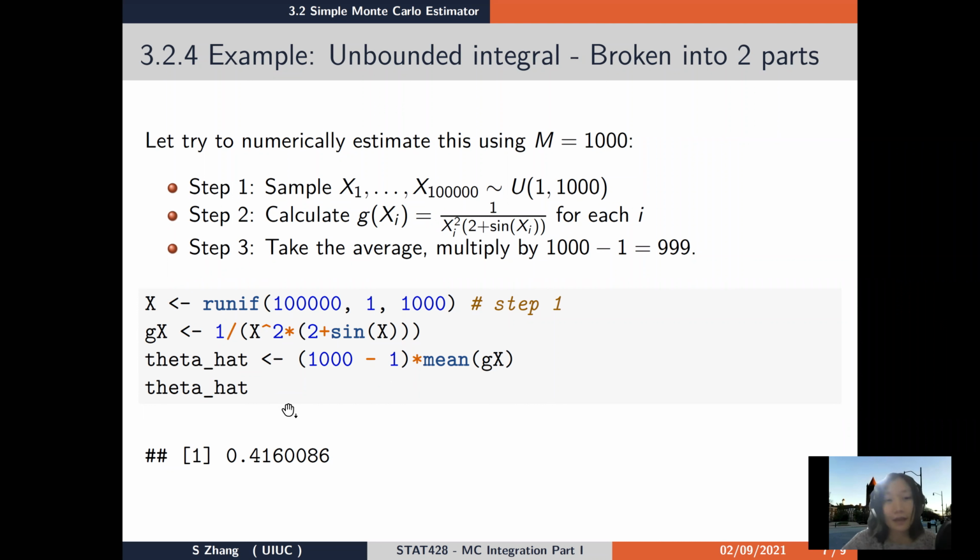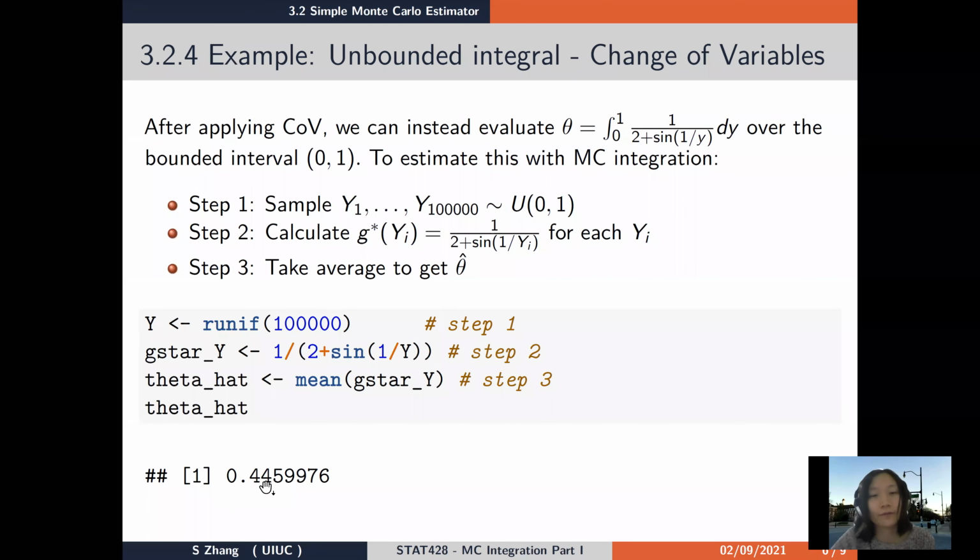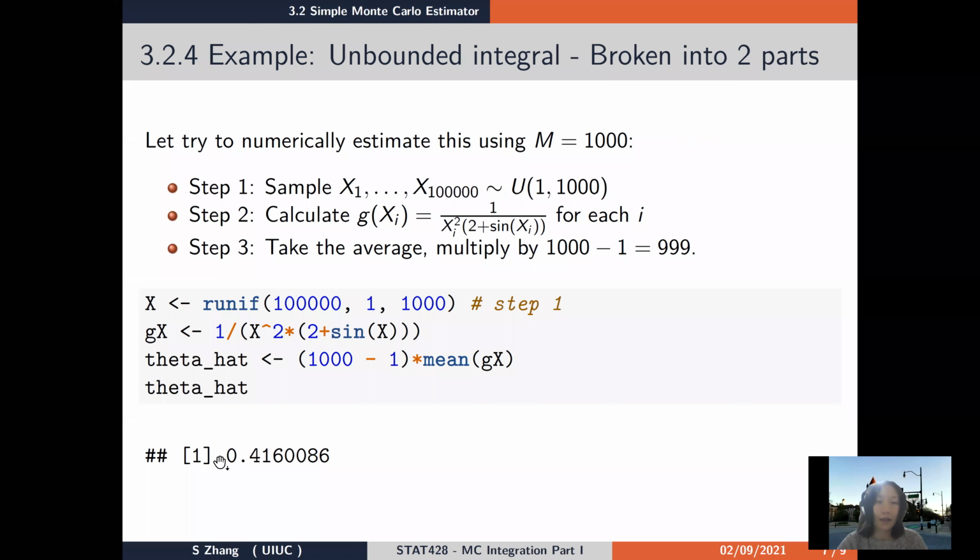And in this case, our theta hat is about 0.41, 0.42, which is quite close to 0.446 that we obtained using the other method. If you replicate this a couple of times, you will see that the results are going to fluctuate, but it's going to fluctuate around 0.44 or something like that.